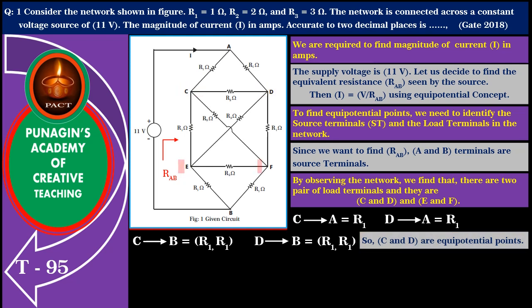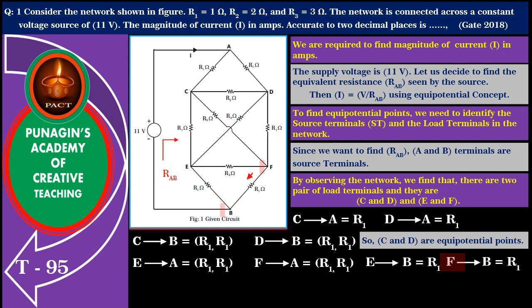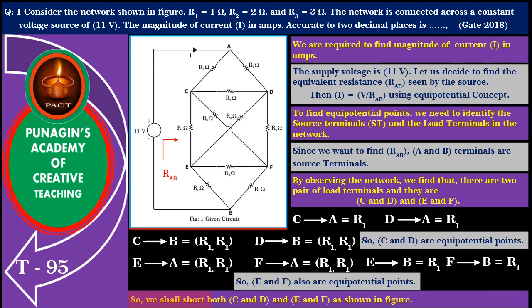Next, we shall check E and F for equipotentiality. Path resistance from E to A is equal to R1, R1 and from F to A also is equal to R1, R1. Similarly, path resistance from E to B is equal to R1 and from F to B also is equal to R1. So, E and F also are equipotential points. So, we shall short both C and D, and E and F, as shown in figure.